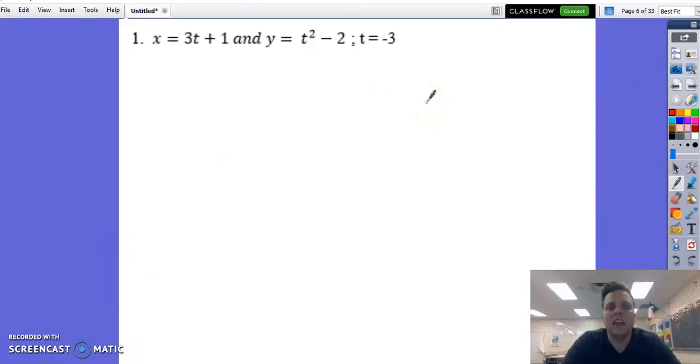All right, so this is the review, okay? So this is problem number 1 from the review that I handed out, and you can also access it on Canvas as well, the paper copy. All right, so it says x equals 3t plus 1 and y equals t squared minus 2 and t equals negative 3. This problem is very simple. It just wants us to simply take this negative 3 and plug it in for t there, and then again for t right there, okay?